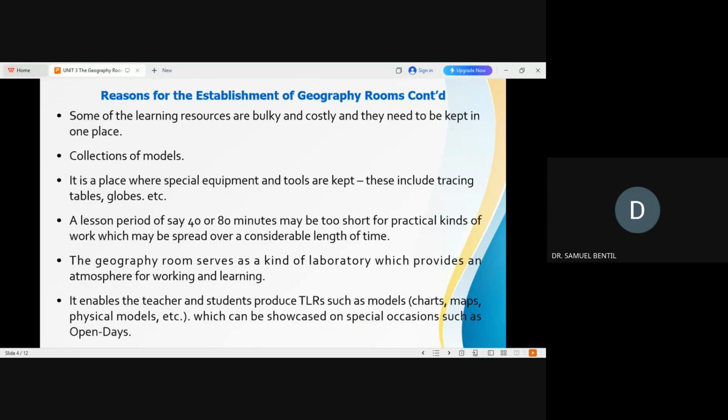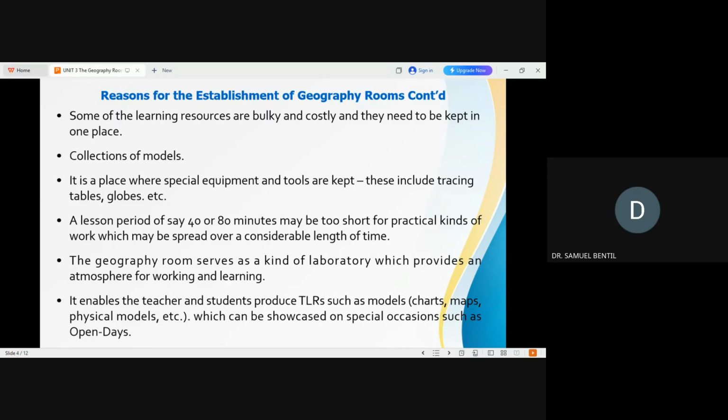And here what we are trying to say is that 40, 20, 60, 120 minutes at times is not sufficient for student practical works. So if they have a geography room, they will be able to go to the room and start these practical works. When the time is due for the next lesson, they just leave it there and go to their classrooms. Then the next time they have geography, they come and continue with those practical works.